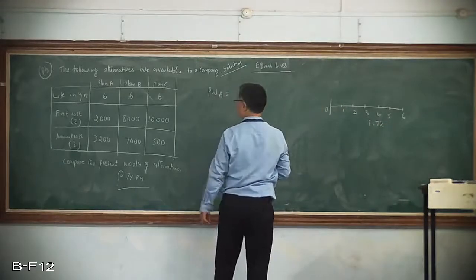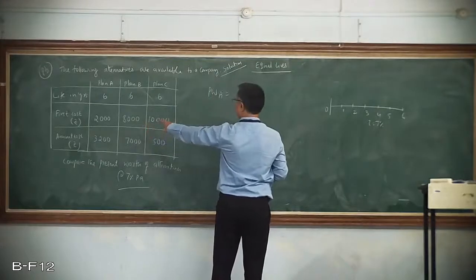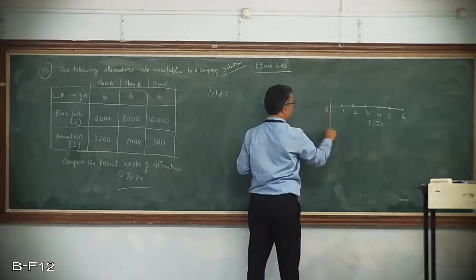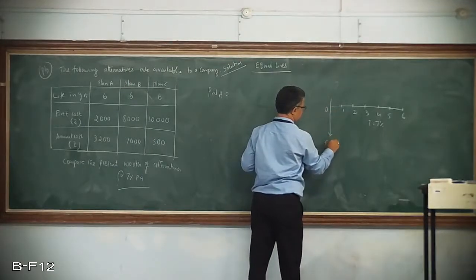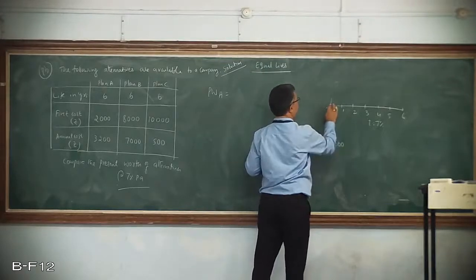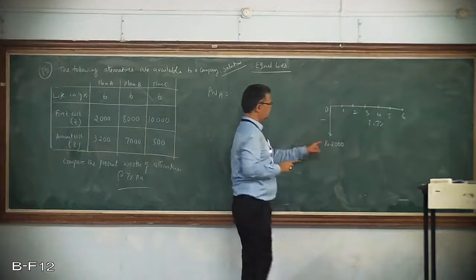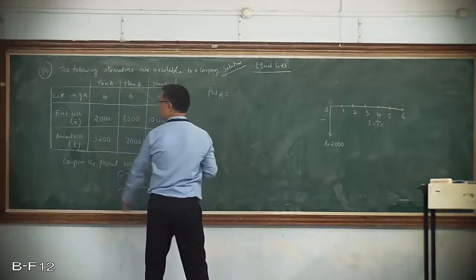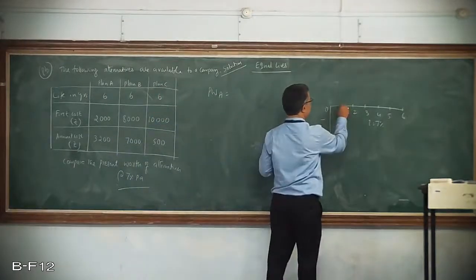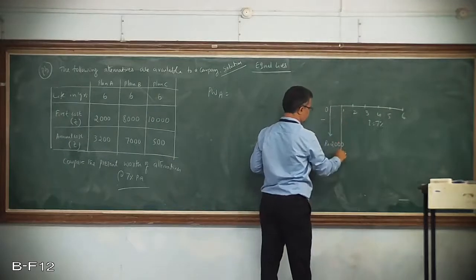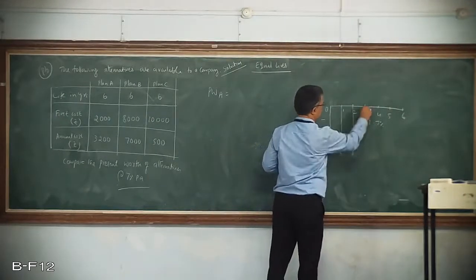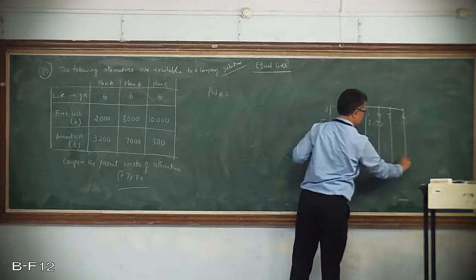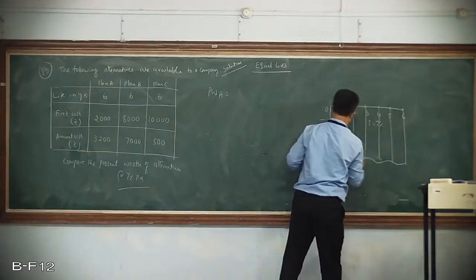For plan A, 2000 is the first cost, the investment of rupees 2000. I show it on the negative side, because it's an investment already made. And also one more thing here, the annual cost of rupees 3200, at the end of every year.